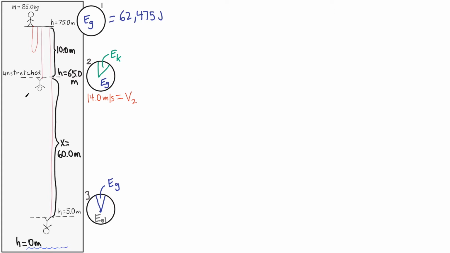So let's set up an equation. I know that the total energy should be 62,475 joules. That should equal the gravitational potential energy at the bottom in position 3 plus the elastic potential energy. Let's plug in the equations for those two energy forms. Again, the total is 62,475 joules.